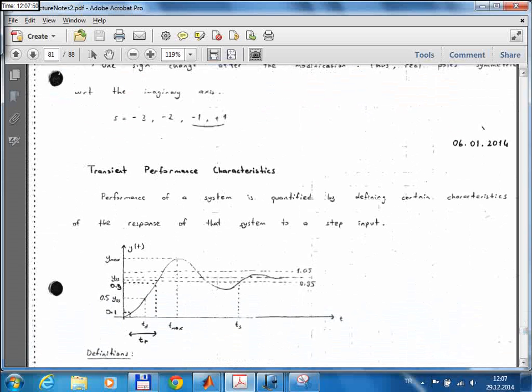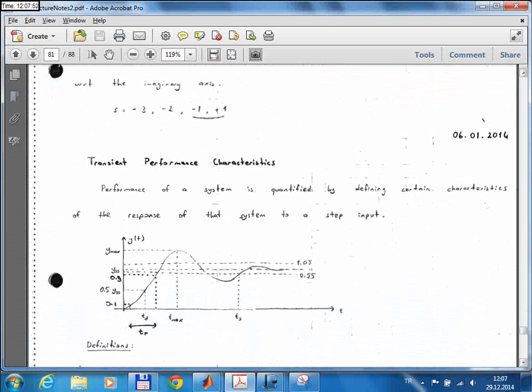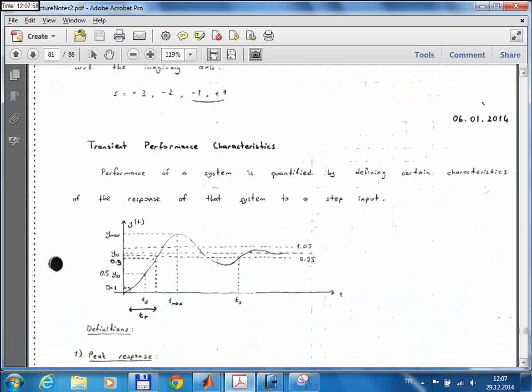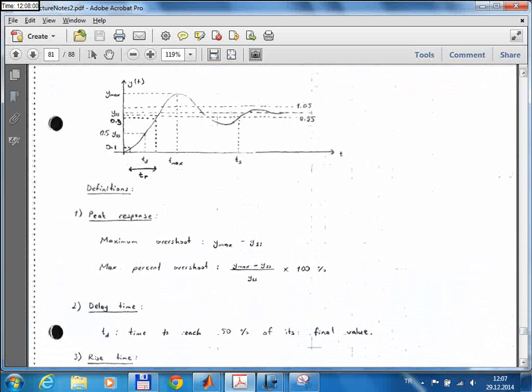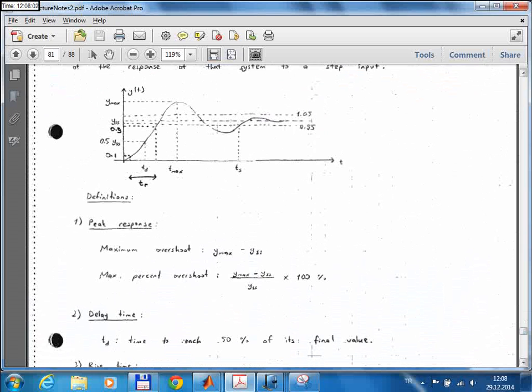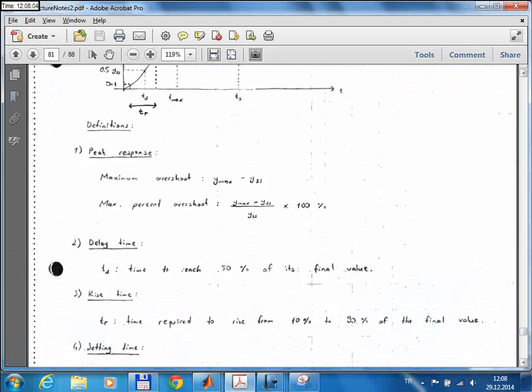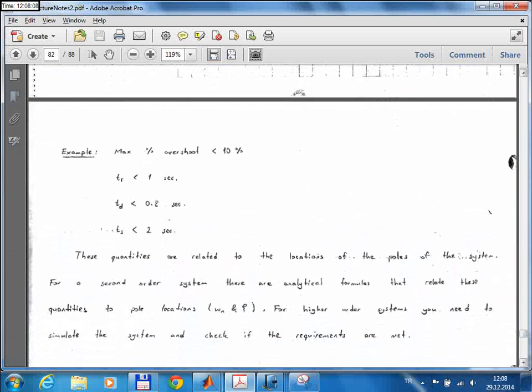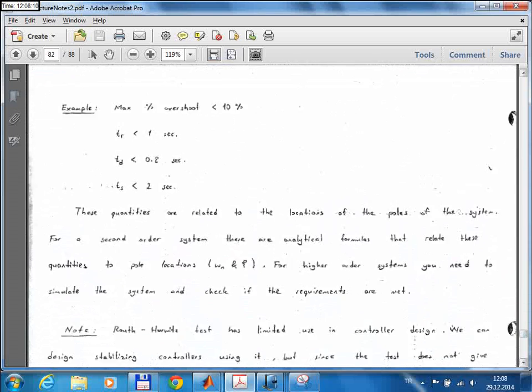Okay, so I'm going to skip this part, the transient characteristics. So you will need to study this for the lab report. To answer the questions related to things like settling time and rise time, you need to check this. They are just very simple definitions. There's really nothing interesting here.